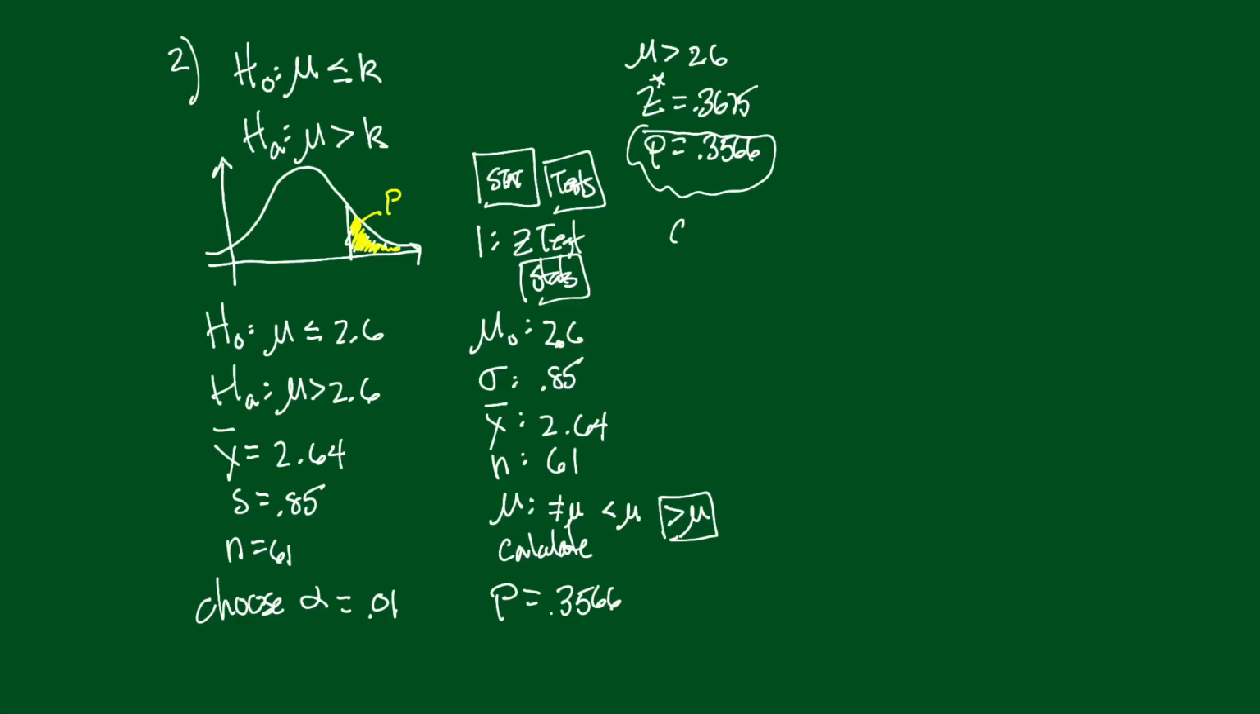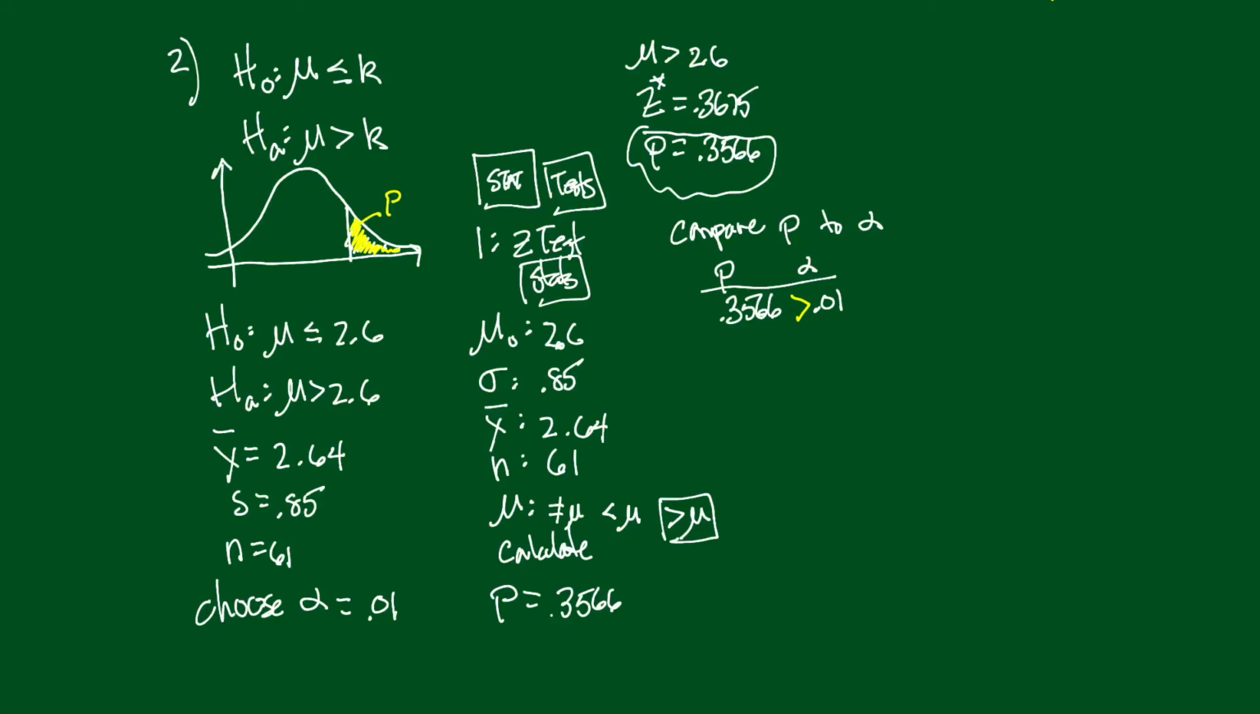But let's finish it off. Let's compare. What do we do? Do we reject or fail to reject? Compare p to alpha. All right, so a little table. That's what I like to do. P is 0.3566. Alpha in this case was 0.01. Now, 35% is bigger than 1%. So this is certainly a greater than. So we've got a greater than.